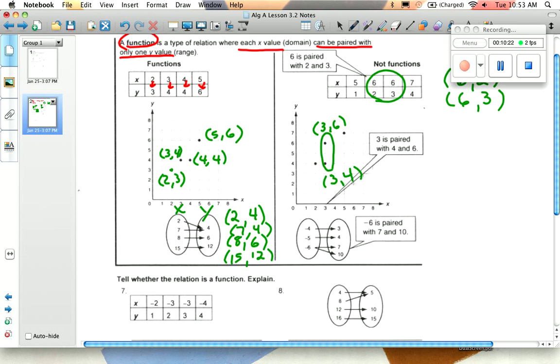And down here, the problem is when we have x equal to -6, we have a y value of 7. That's that one right there. And when we have x equal to -6, we have a y value of 10. Two different y values for the same x value.